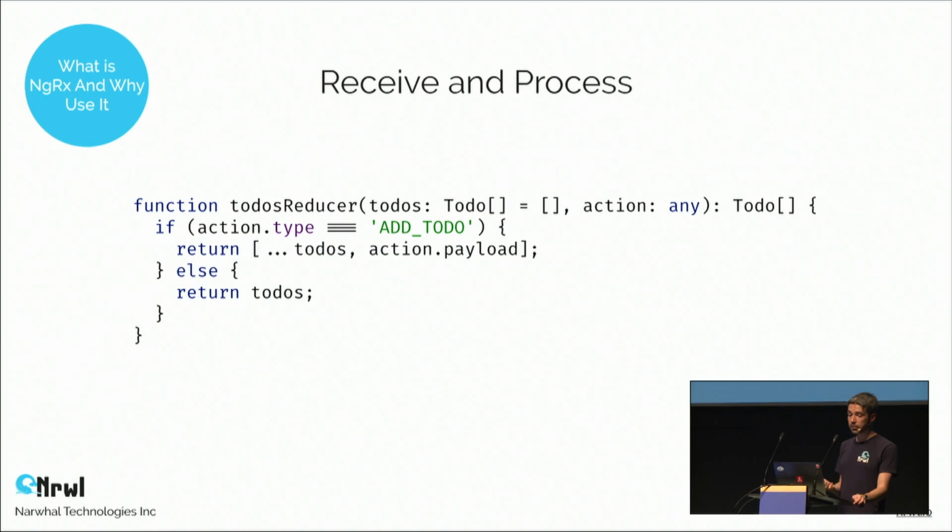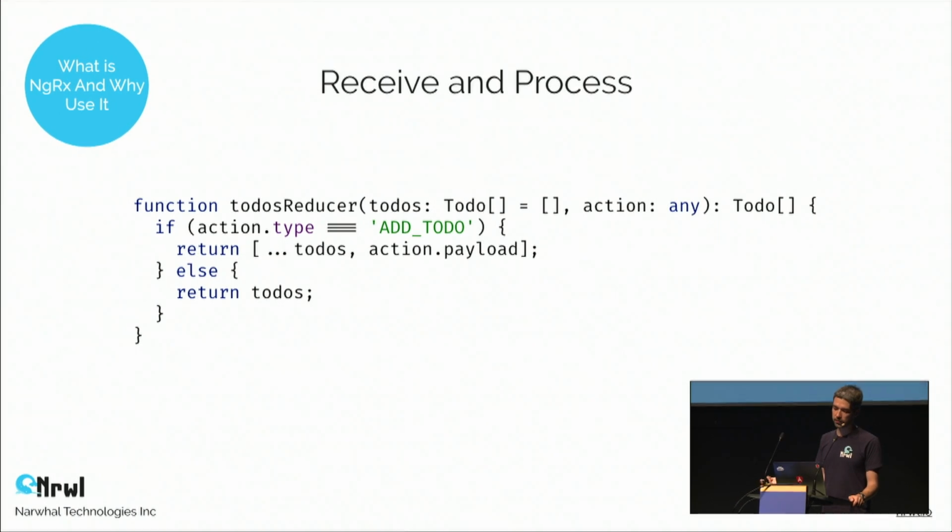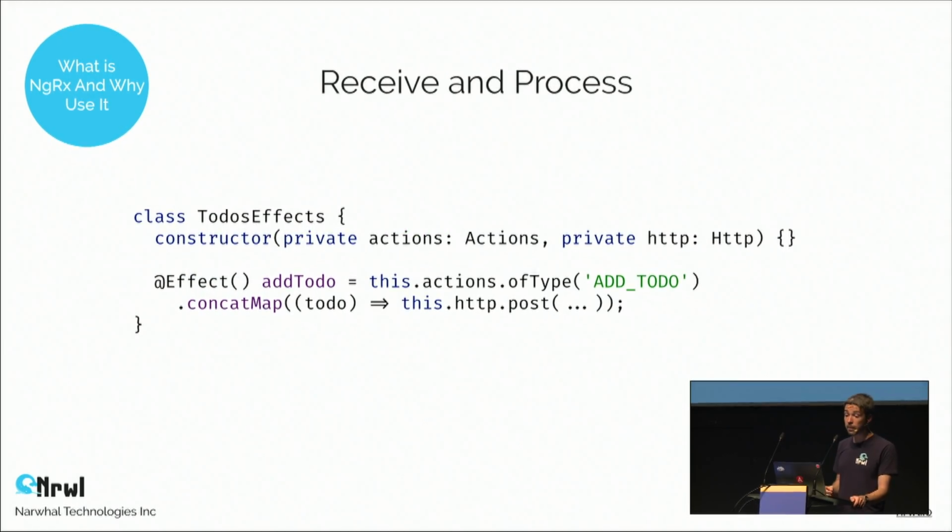So we see an example of a reducer on this slide, which takes a list of to-dos, and it handles one action, which is the add to-do action. So it takes that action, and if it happens, it creates a new list of to-dos with a new to-do added. And then it returns that list. If we receive a different action, we are going to return the default state, the one from the previous invocation. So that's the simplest way to process actions.